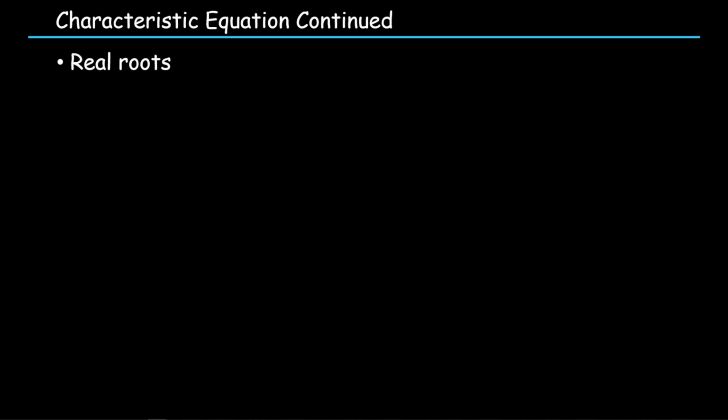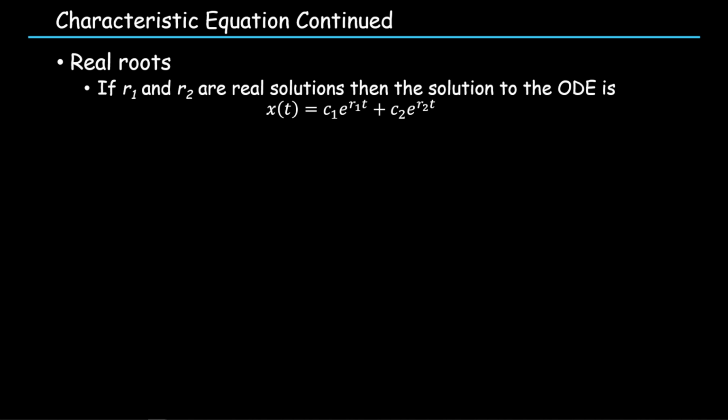For the case where we have real roots, if both r1 and r2 are real solutions, then the solution to the ODE will be x of t equal to C1 times e raised to the r1 times t plus C2 times e raised to the r2 times t, where obviously r1 and r2 are the solutions and C1 and C2 are arbitrary constants. Now for higher order differential equations, or higher order characteristic equations, you'll have this general formula.